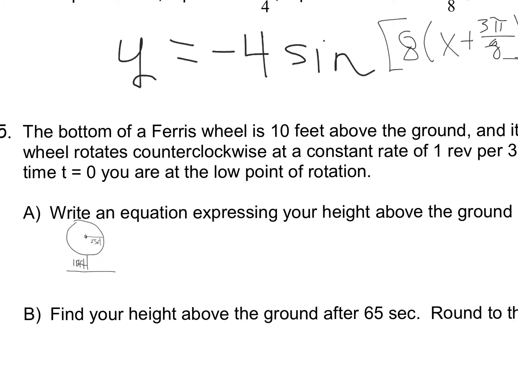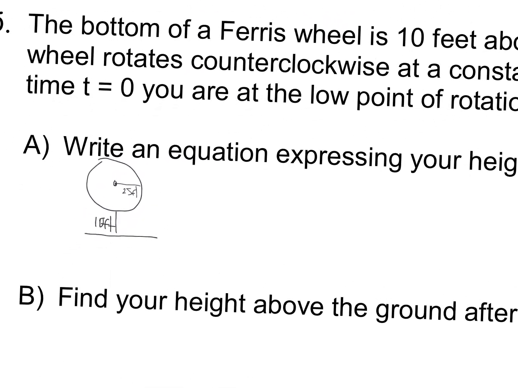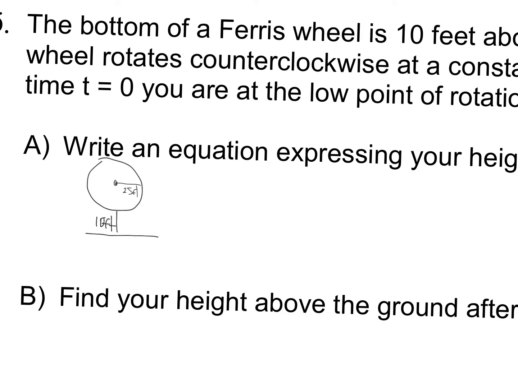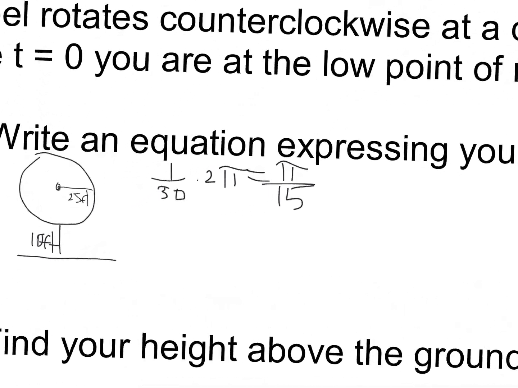And what other information do I have? So I have 1 revolution per 30 seconds. So I have 1/30th as my frequency, so I have to multiply that by 2 pi. And that's going to give us pi over 15, and that is in seconds.